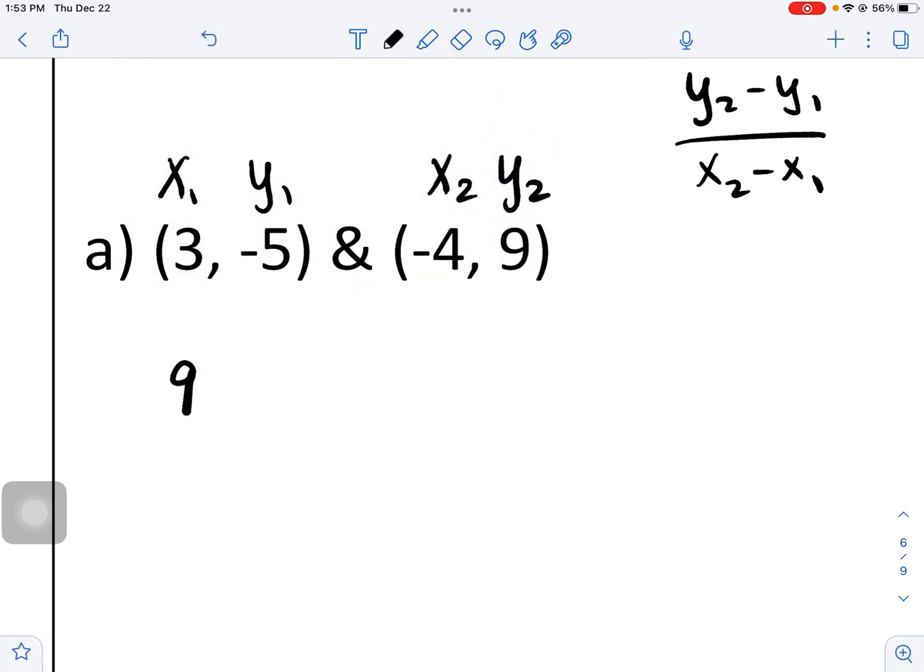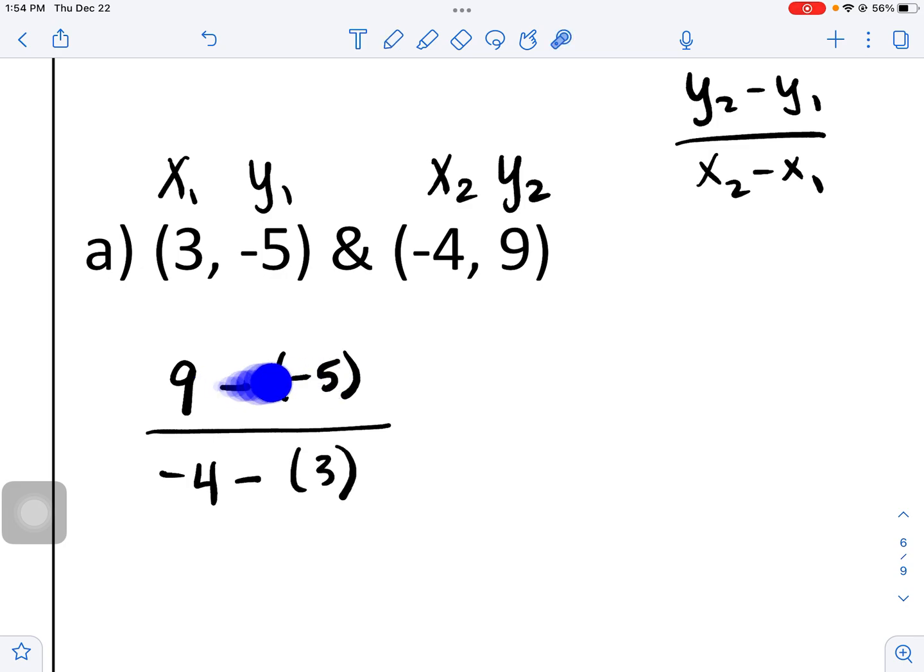So 9, then the minus sign, then y1 is negative 5. I'm going to put in parentheses. Then I have x2. x2 is negative 4. Then a minus sign, and then I'm subtracting 3. Well, minus a negative turns to plus a positive, and this becomes 14 on the top. Then I have negative 4 minus 3 is negative 7. Always simplify, and this simplifies to be 2.